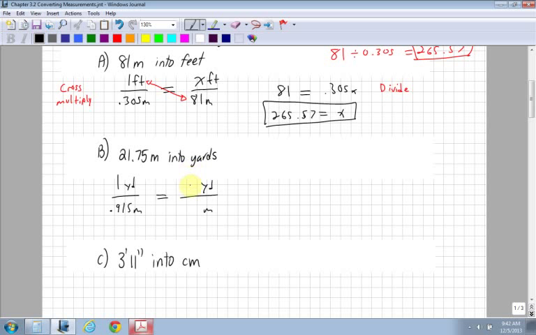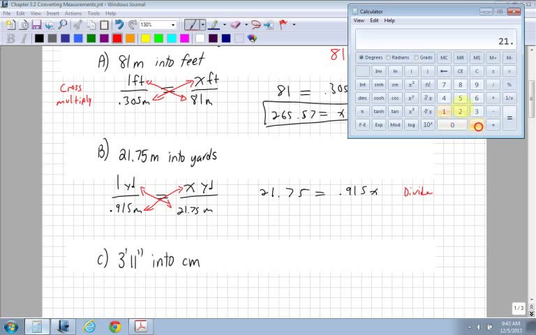So my yards, I don't know, so let's call that x. 21.75 meters goes on the bottom. And then I do my cross multiplication. Sorry, at the top I should have shown that I was cross multiplying as well. So 1 times 21.75 is just 21.75, equal to x times 0.915. Solve for x. All these that are being multiplied, you're always going to divide them. So it kind of takes all the guesswork out, because I know it's multiplied. Opposite operation is division. So then again, I just take my calculator.